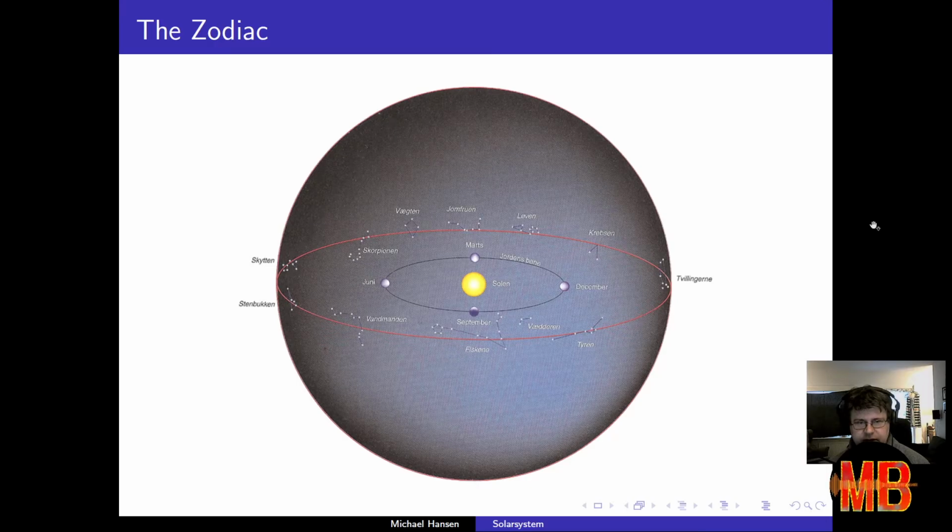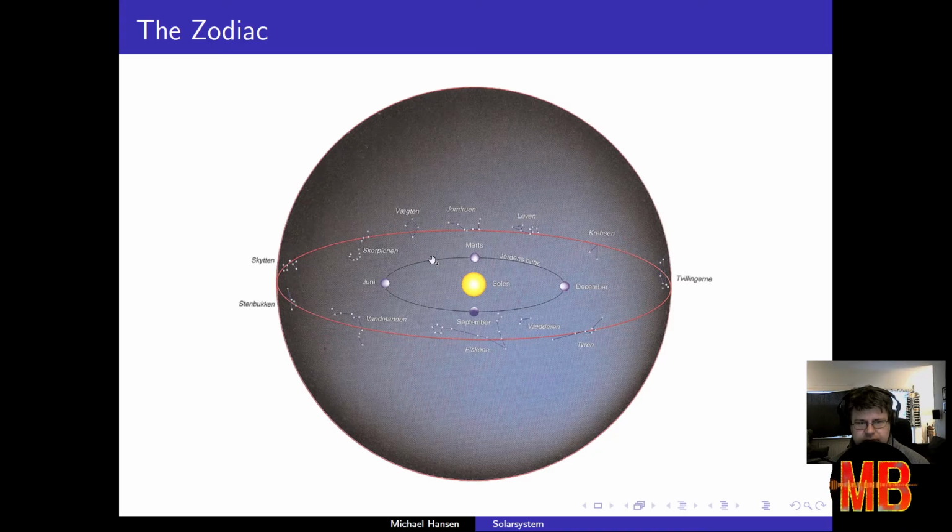Here we have the Zodiac. I'm not going to go much into that. And again, it's one of the Danish ones. I'll just try to point it out. But the idea of the Zodiac is that we have these special constellations that are in special places during the different times of the year. So let me just try to quickly point it out.